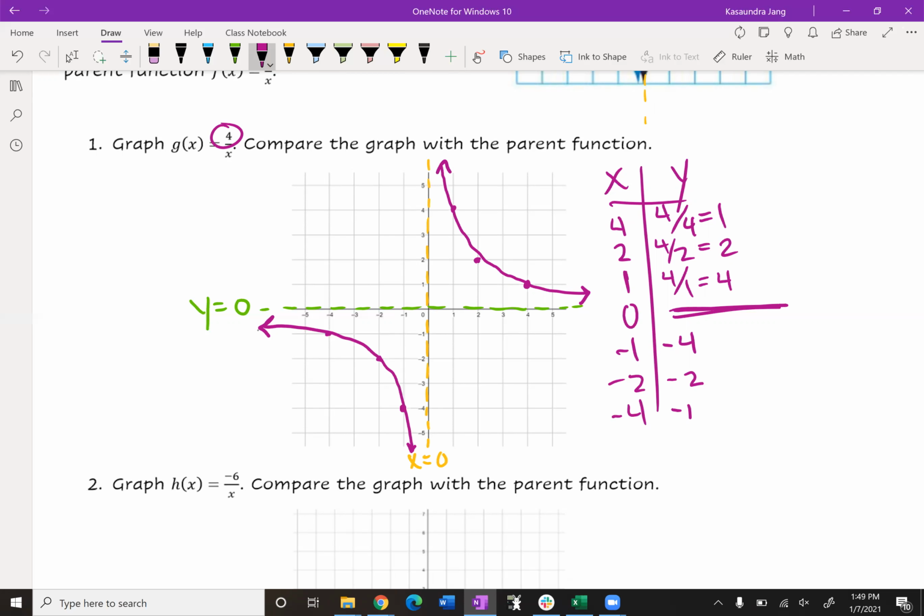All right. So if you had to graph this on your homework, you could do it. If they give you, I don't know, a 7/x instead of a 4/x or something like that, you could graph it.